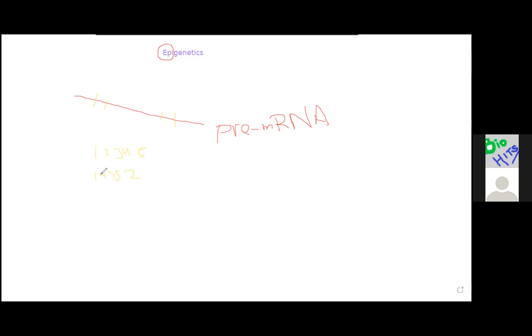Next, for example, this is a mature messenger RNA. How can we control the gene expression by controlling this messenger RNA? In epigenetics, we can do it through a process known as DNA methylation. Then there is histone modification. I think it is there in your paper. Just wait, I will show you.